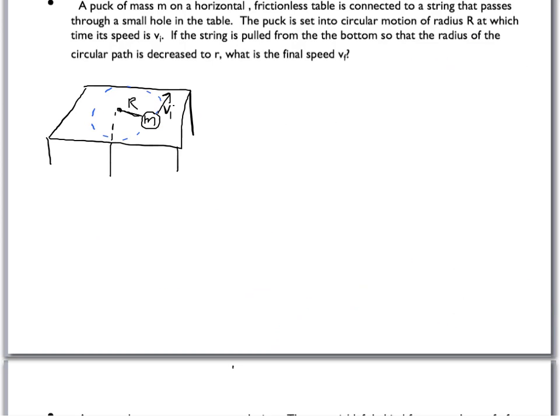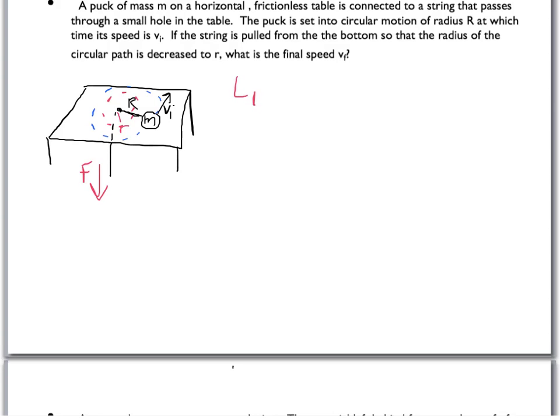So let's take a look at an example where we are conserving angular momentum. In this example, we have a puck of mass m on a horizontal frictionless table that's connected to a string that passes through a small hole in the table. The puck is set into circular motion of radius capital R, where its speed is initially some v sub i. But the string now gets pulled, so a force is applied down here at the bottom of the string, pulling the puck into a new, smaller radius for its rotation, a lowercase r. The question is, what is the new speed of the puck if it's brought into this tighter rotation?